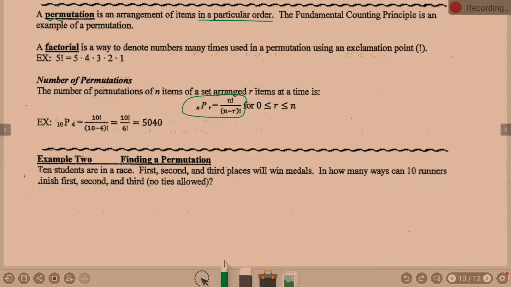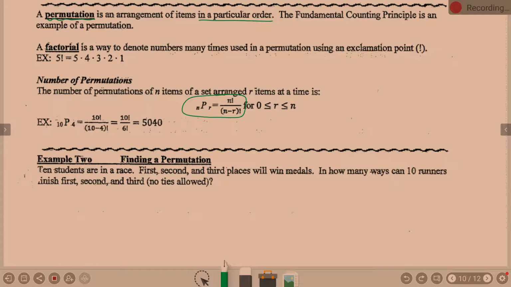This is the idea, not so much like the last one where it was 12 items arranged 12 at a time, but this would be an example of 10 items arranged 4 at a time. So if you've got 10 items and you're trying to pick 4 and arrange them in order, this is what the permutation would look like. You do 10 factorial on top, divided by 10 minus 4, so subtract the two numbers, factorial on bottom. 10 factorial divided by 6 factorial, 5,040.